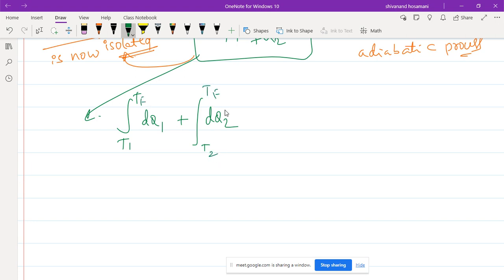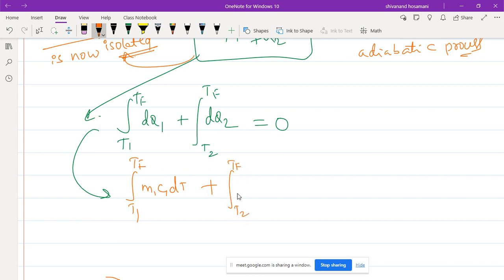That is equal to 0. I can rewrite the same equation like this: integration over T1 to the final temperature TF of m1 C1 dT, plus integration from T2 to T final of m2 C2 dT, that is equal to 0.